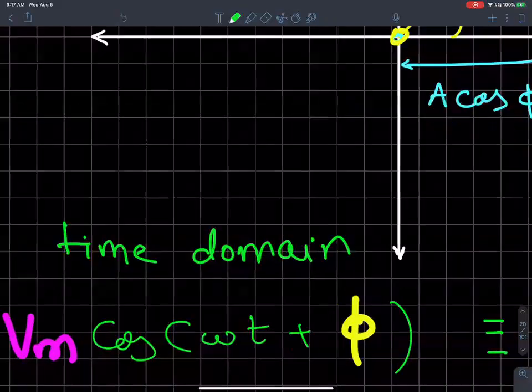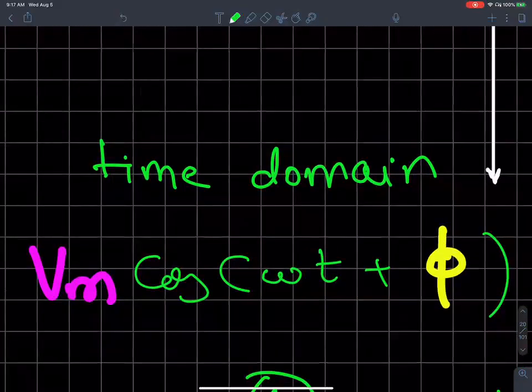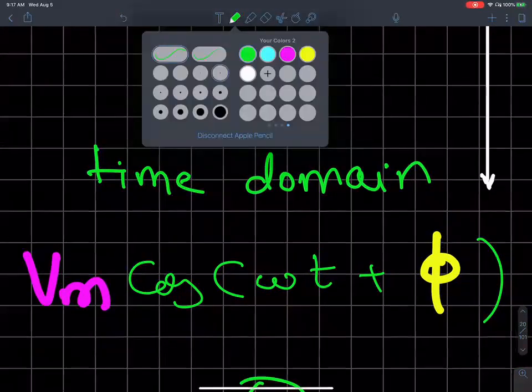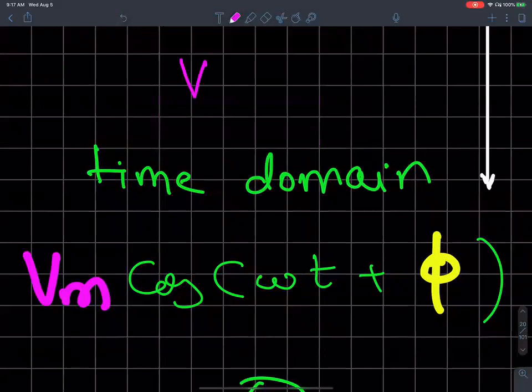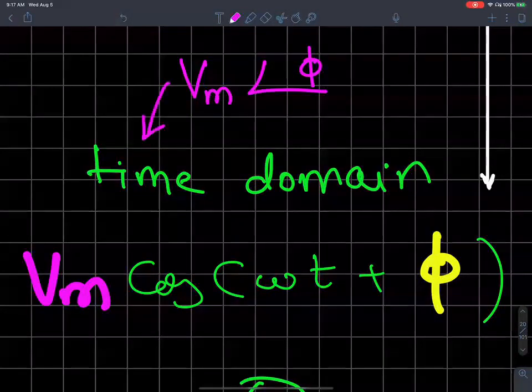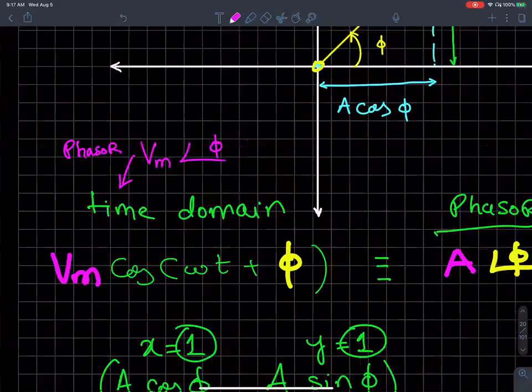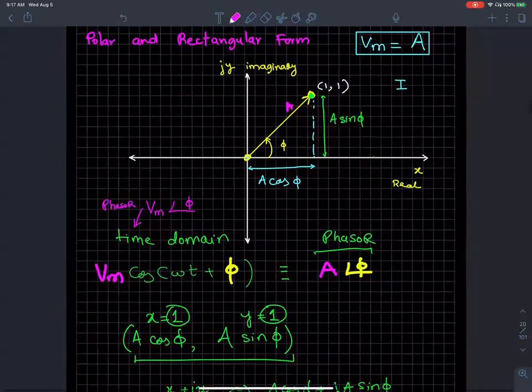The idea is, if you have a time domain wave, Vm cosine(omega t plus phi), and you're asked for the phasor representation of it, all you have to do is write Vm angle phi. That represents the phasor for the time domain. It's called the phasor transform. Does that make sense?